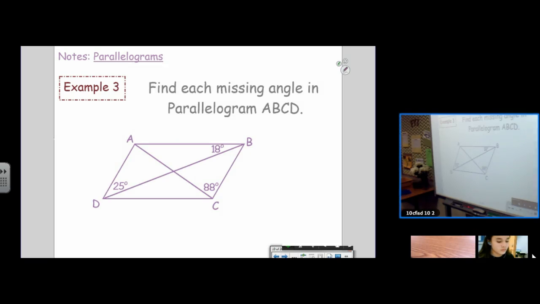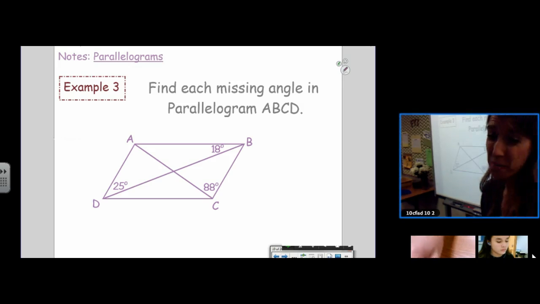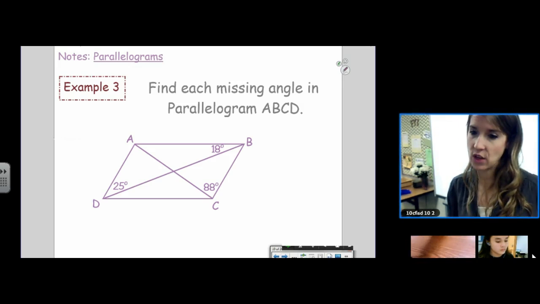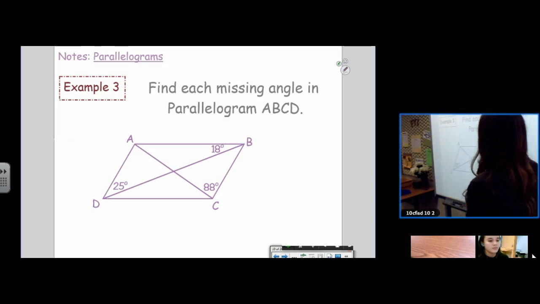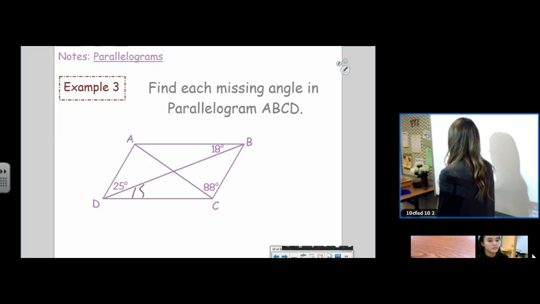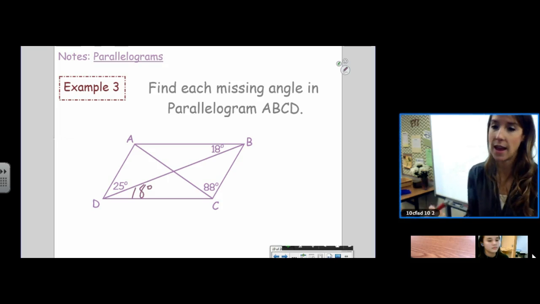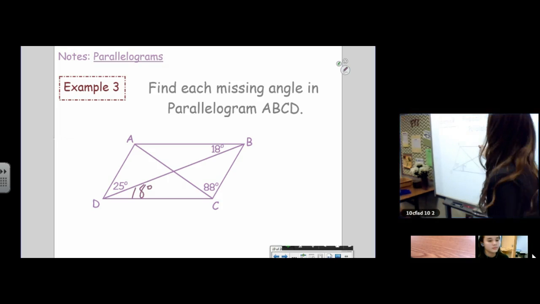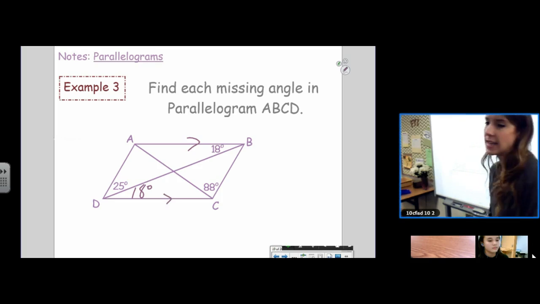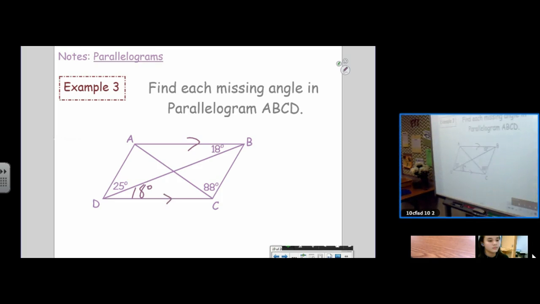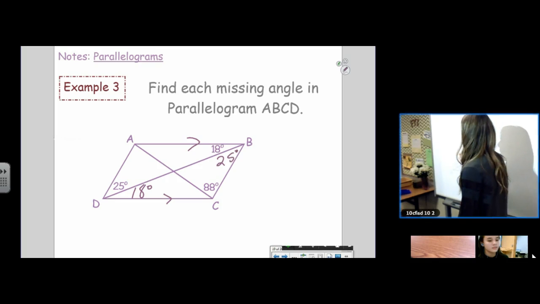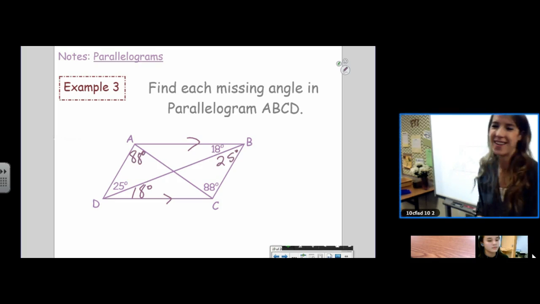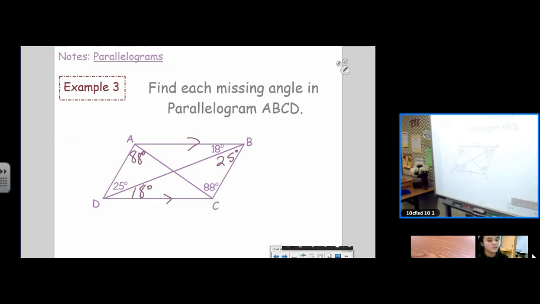Whoa, now we have some diagonals drawn in our figure. I want you to find all missing angles. There's 9 of them. See if you can find 9 of them. Alright, let's go over it. Here we go. Alternate interior angles, 18 degrees, 18 degrees. I'm allowed to do that because I have parallel lines. If I didn't have parallel lines, I can't use the alternate interior angle theorem. Okay, let's do it again. 25, 25, 88, 88. And now I think I've exhausted all of my alternate interior angles for now.